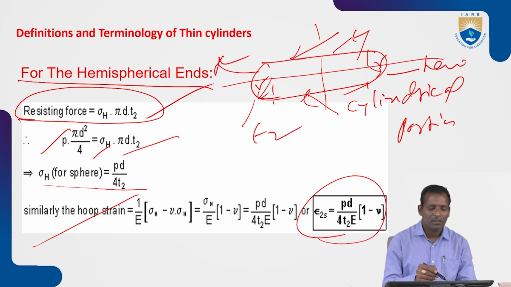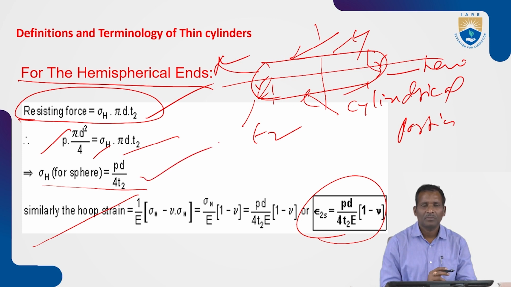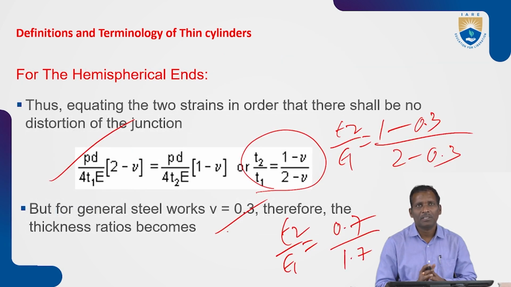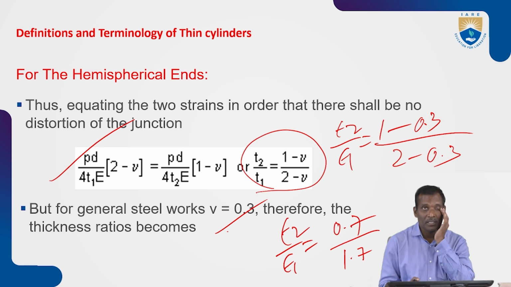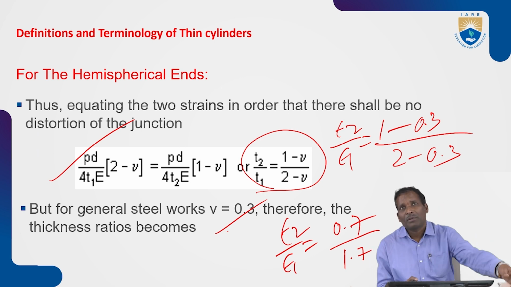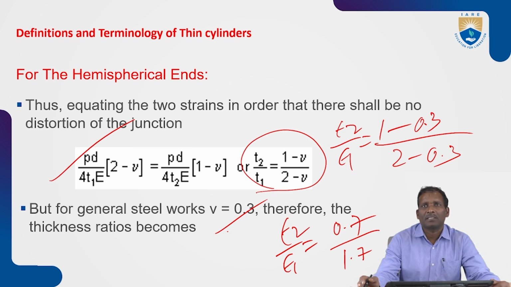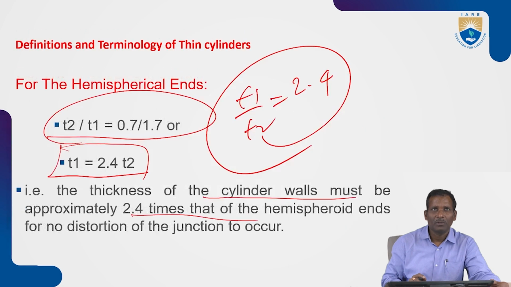For hemispherical ends, the hoop stress has been derived and the hoop strain also calculated. Here in the definition terminology, there is no need to derive. You must only write the equation for the hemispherical ends. How do you write the strain equation? And how do you compare the thickness ratios, from the cylindrical shell thickness to hemispherical ends thickness, that is t2 by t1? You have already written that t2 by t1 is equal to 2.4.